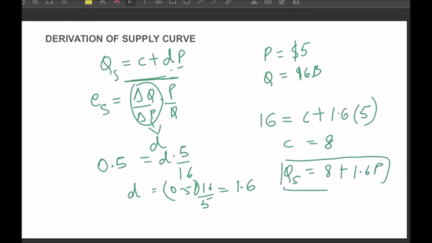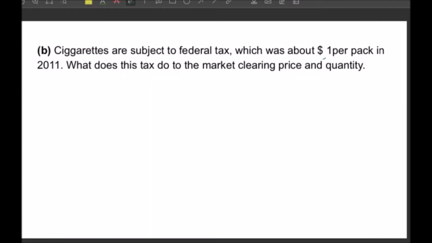So we have derived the equations for demand and supply curve both. Now let's see the second part. It says cigarettes are subject to a federal tax of $1 per pack. How does this tax affect the market clearing price and quantity?